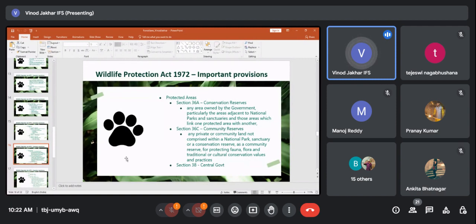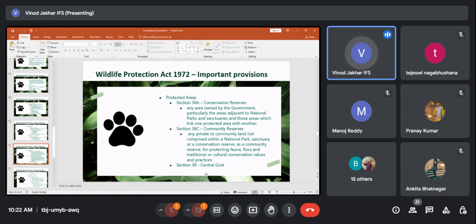Any area owned by government, particularly the areas adjacent to national parks and sanctuaries, and those areas which link one protected area with another, can be declared as conservation reserve. So if there is an area which you do not want to declare as a wildlife sanctuary and national park, because if you want to declare an area as a wildlife sanctuary and national park, you have to do all the proceedings from section 18 to 26, settlement of rights. Yeah, you do not want to do that. So you declare a conservation reserve. People will also be living, but it will enjoy some degree of protection. And similar is the case with community reserve, but it is a private land.